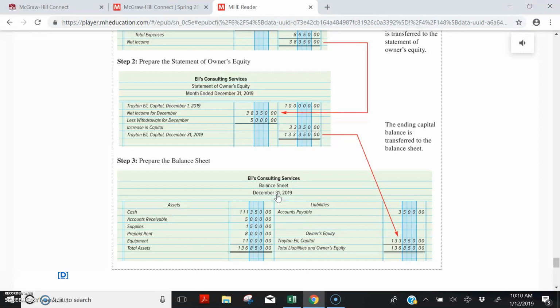So that's the process of preparing financial statements. In our next and final video lecture for Chapter 2, we'll use the ending balances on our worksheet to prepare financial statements for Craven's Consulting Service, and we'll use these financial statements on page 35 of the textbook as an example of the proper format to follow.